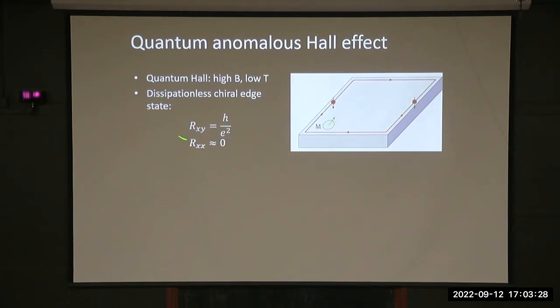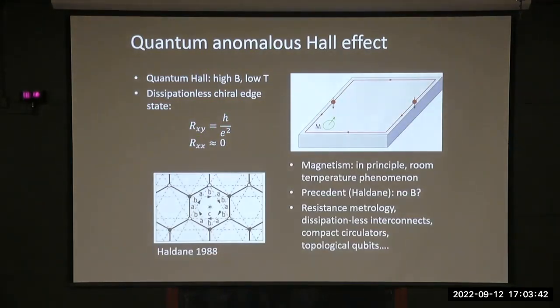So the idea is that with quantum Hall effect, you have high magnetic fields, low temperatures, and you end up with these dissipationless chiral edge states. And their signature is precisely Rxy being quantized in units of this conductance quantum and Rxx vanishing. It was proposed already by Haldane in the 80s that it should be possible to do this without a physical magnetic field. The particular realization that he envisioned was kind of complicated to realize in experiment, but essentially amounts to having some broken time reversal symmetry, but no net flux effectively.